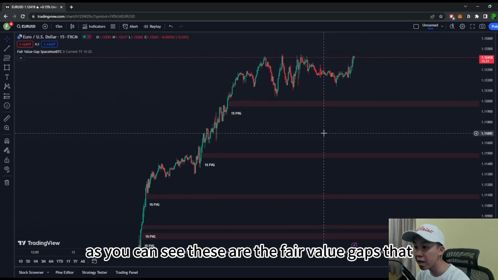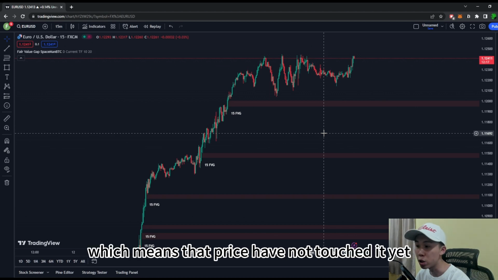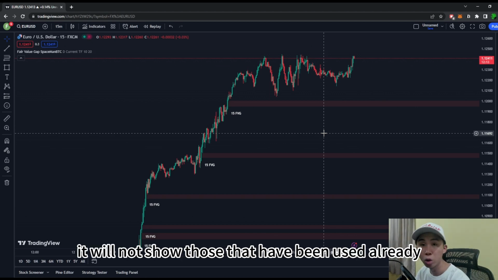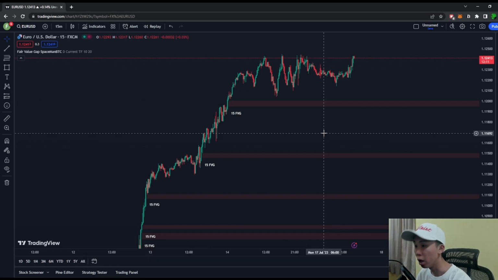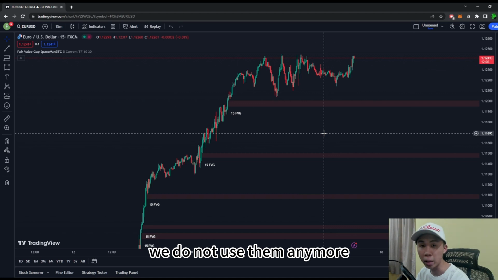As you can see, these are the fair value gaps that have not been filled yet, which means that price has not touched them yet. It will not show those that have been used already. Remember this, for the fair value gaps that have been filled already, we do not use them anymore because the gap has been filled.